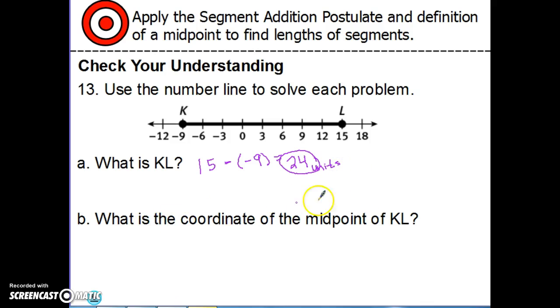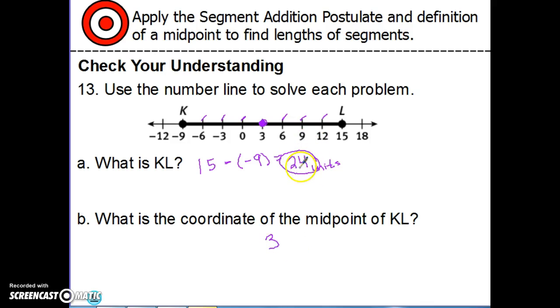Next thing they want are the coordinates of the midpoint of KL. So let's see if I can count in. So that's 1 in on both sides. This is 2 in on both sides. This is 3 in on both sides. So this brings us here, right? So I'm going to say the coordinate of the midpoint is 3.